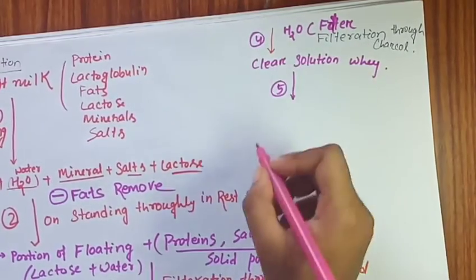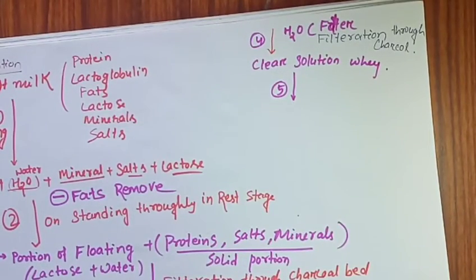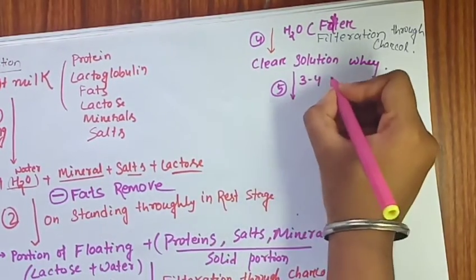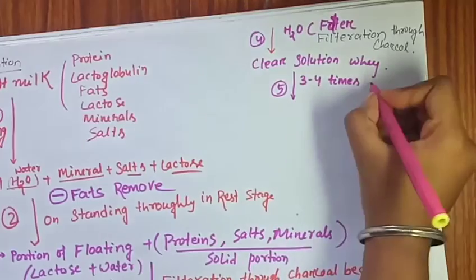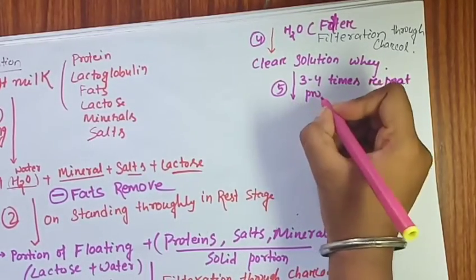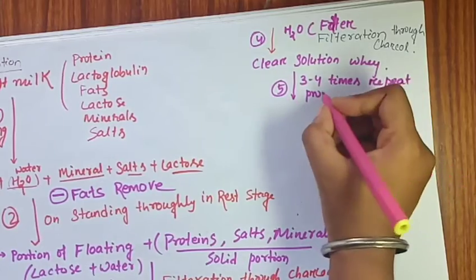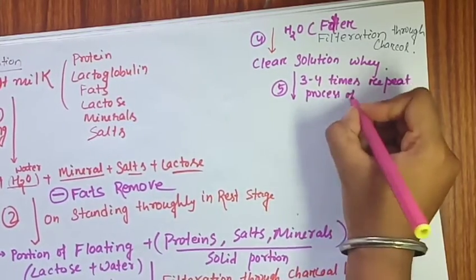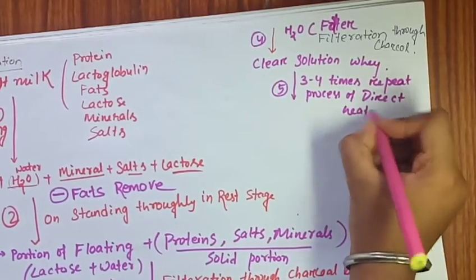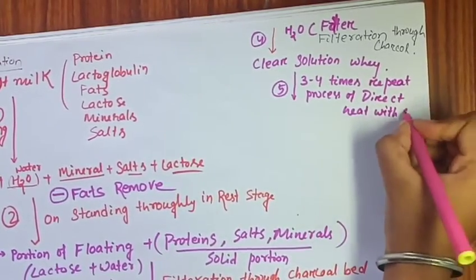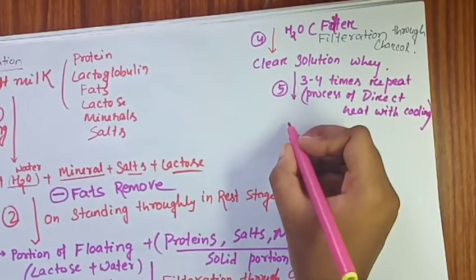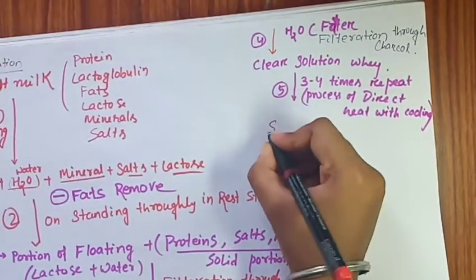In the 5th stage we apply direct heat 3 to 4 times. Repeat the process of direct heat and cooling. When we do this, we get our semi-solid lactose.